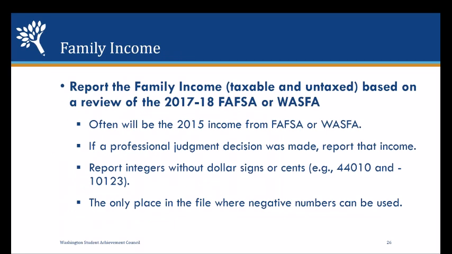Report the family income, both taxable and untaxed, based on a review of the 2017-18 FAFSA or WASFA. Often that's going to be the 2015 income from the FAFSA or the WASFA. But if you used a professional judgment decision to use a later year, then make sure you report that income. Report integers without a dollar sign or cents. This is the only place in the file where negative numbers can be used. So if they have a negative income, you can put it in this field.